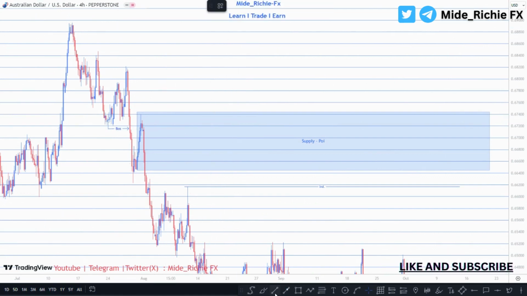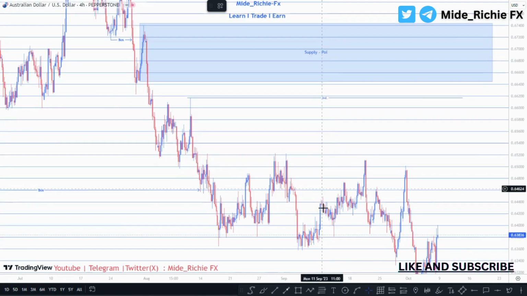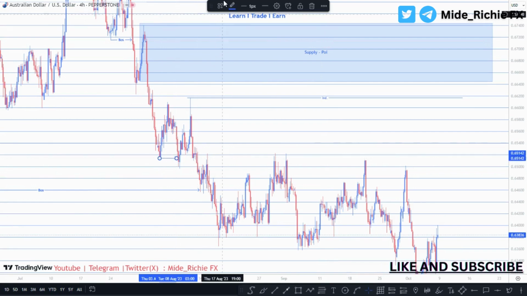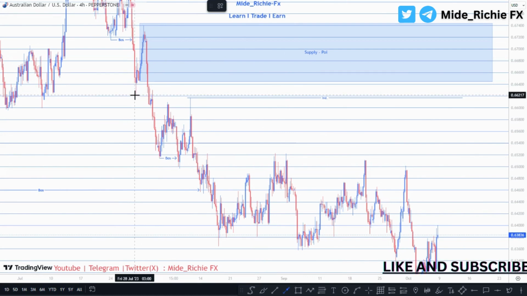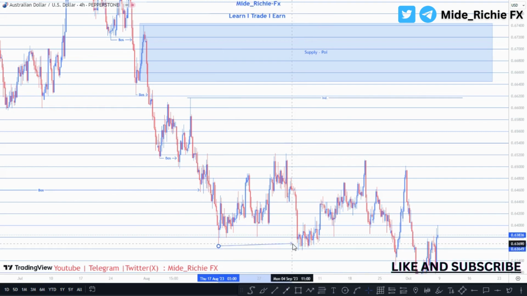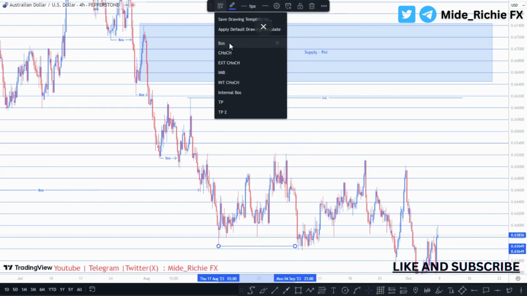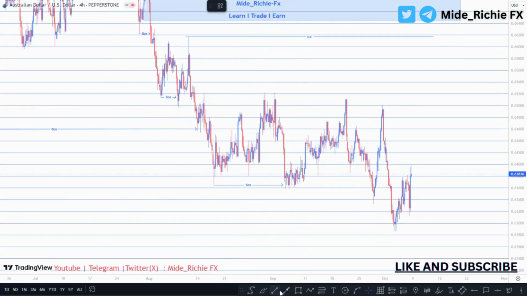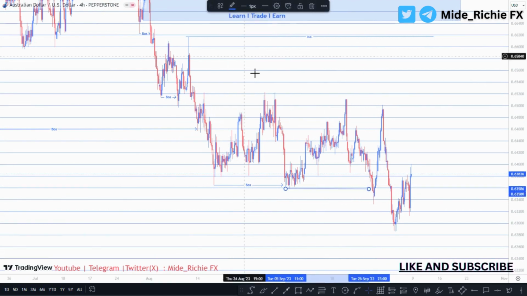Okay, we have this one again, just a lot of broker structure, but then I really need to mark out all of them. Right, so you can see how I'm labeling the broker structures, I mean the highs and lows. So that's actually under broker structure.